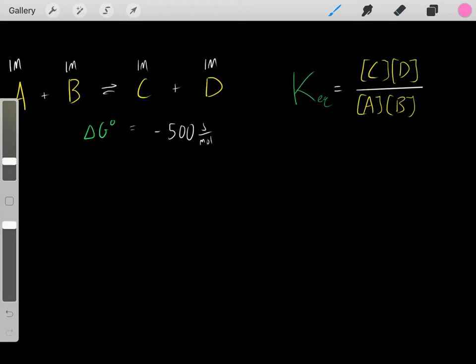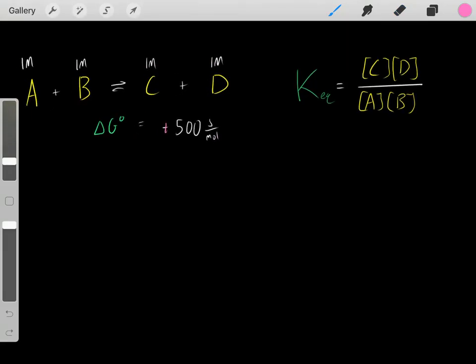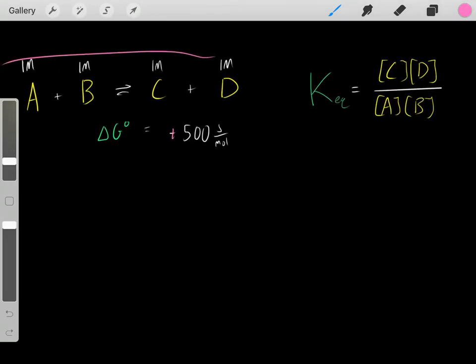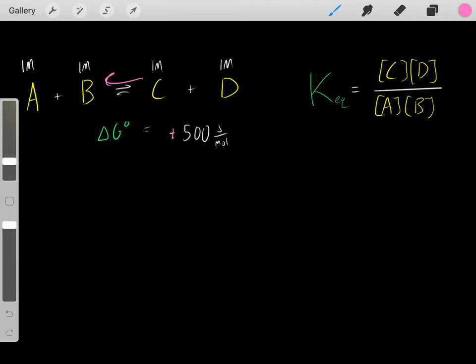Let's say this reaction had a positive 500 joules per mole standard state delta G. So let's say we had another reaction, but this reaction had a standard state delta G of positive 500 joules per mole. Then when we're at standard state conditions with 1 molar reactants and products, we know this reaction requires energy going in this direction. It requires 500 joules per mole to go in this direction. So therefore we know this reaction wants to go in the opposite direction. It's not favorable, it's positive 500 joules per mole under these conditions to go in this direction. So therefore it wants to go in this direction. Going in the opposite direction would therefore be favorable.